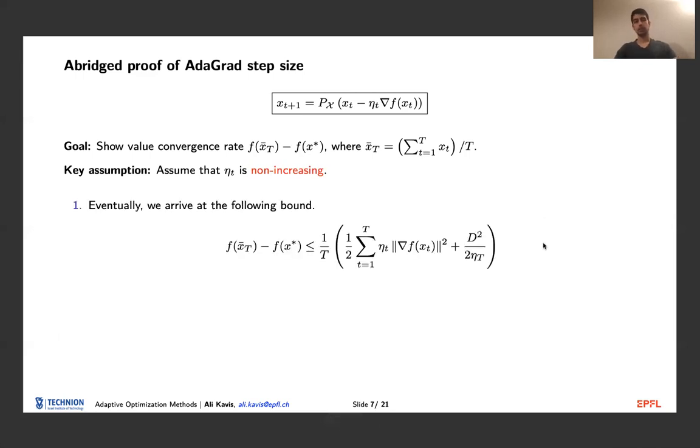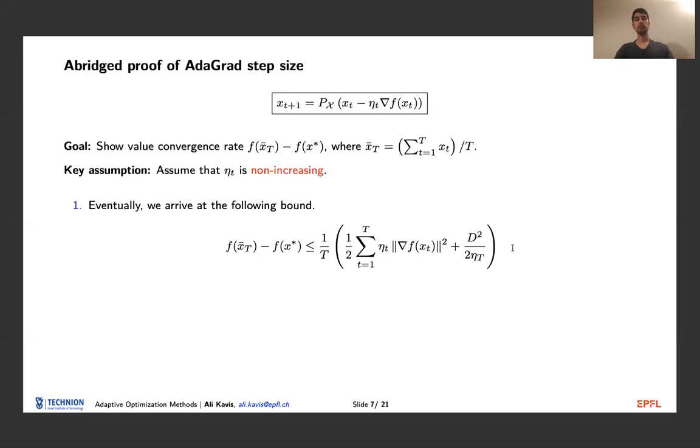Okay, so let me jump to the very end of the analysis. This objective difference is upper bounded by 1 over T times this expression. In this expression, we can get an idea about how we are selecting our AdaGrad step size from this term. But the problem is, if we select this too small, then this other term becomes very big. If eta_T is very large, since it's non-increasing, then this term is going to be very small, but that term is going to be very large. So essentially, we need to find a middle ground.